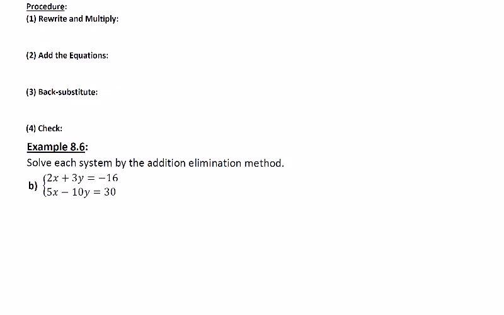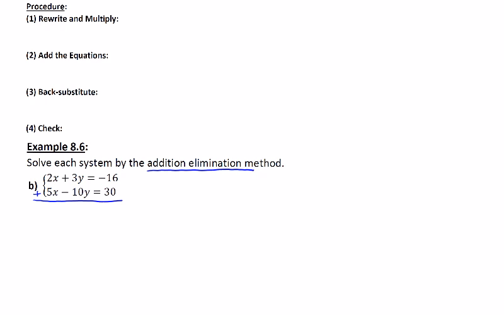Example 8.6 Part B still wants us to solve the system by the addition-elimination method. And this time, we're going to end up seeing that we're going to need step number 1 from the procedure. So indulge me for a moment. Let's say that we wanted to immediately jump to step number 2, like we did on example 8.6a.